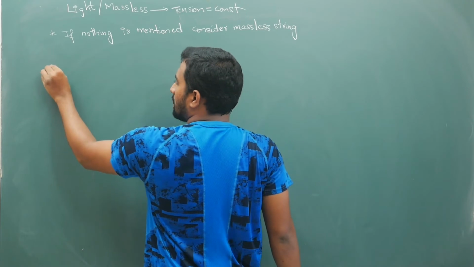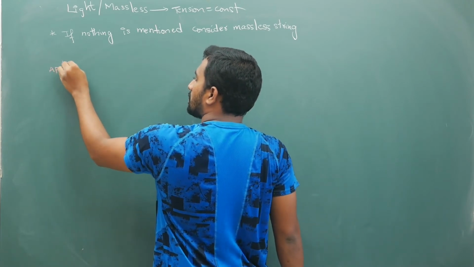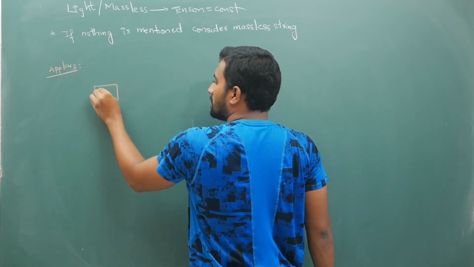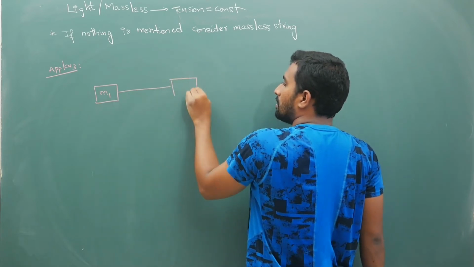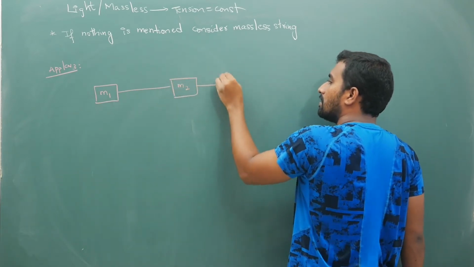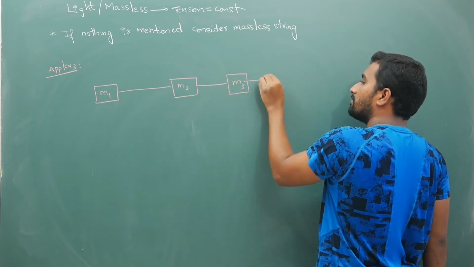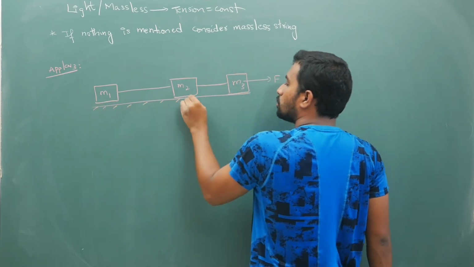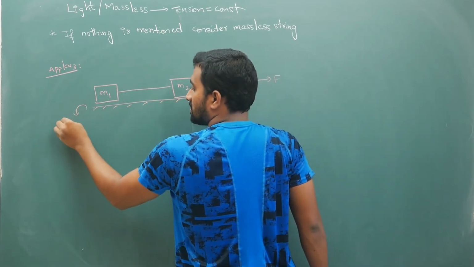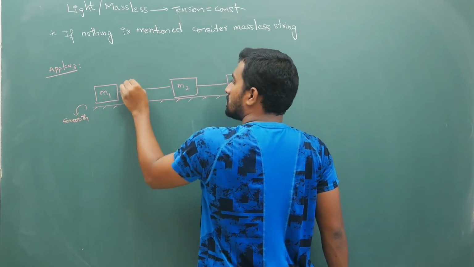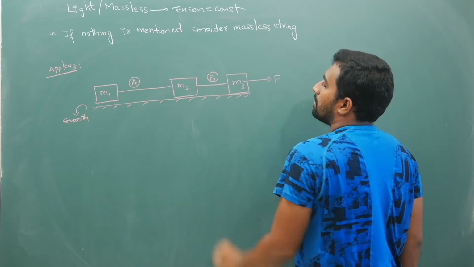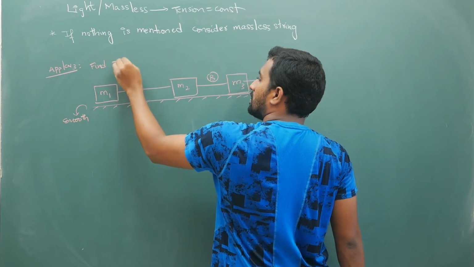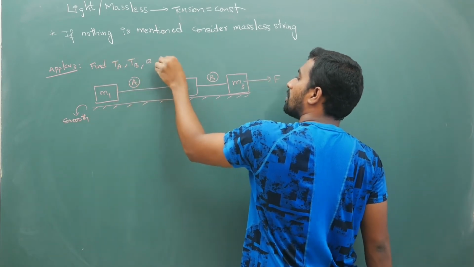Now your first example is in this part, application number 3, I suppose. I have discussed 2 previously. Let us say there is a mass m1 here, another mass m2 here, and another mass m3 here, and you are applying some force F. All the surfaces are smooth. This is string A, this is string B. Your question is to find tensions TA, TB, and the acceleration of the blocks.